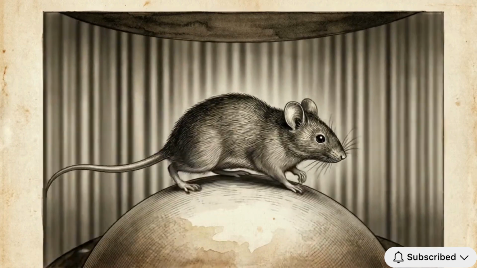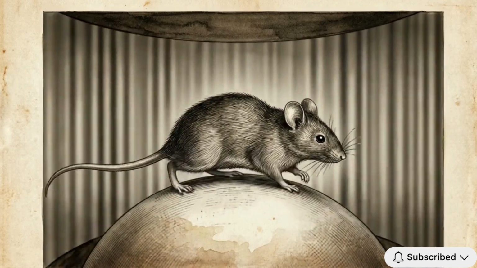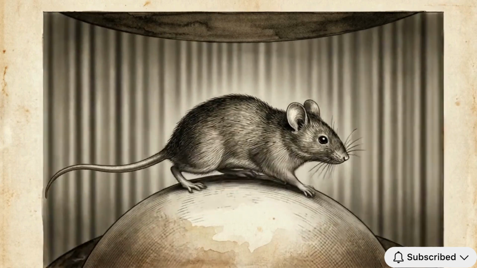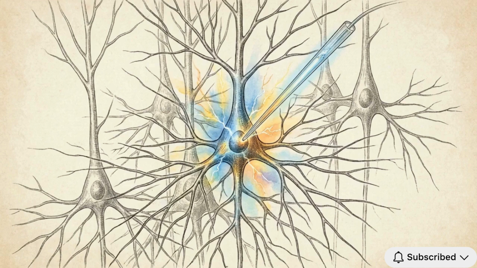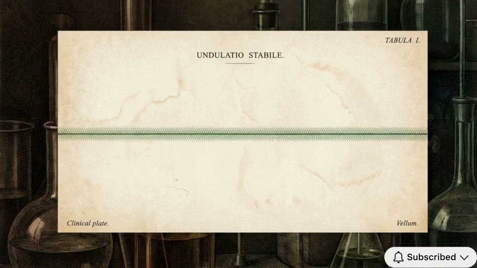Expose a mouse to a high-contrast, flickering grid of a single orientation for 30 minutes, and the visual system begins to adapt. But measuring neurons in the primary visual cortex immediately after that exposure reveals a paradox. Despite the intensity of the experience, there is zero change in firing rate or orientation preference.